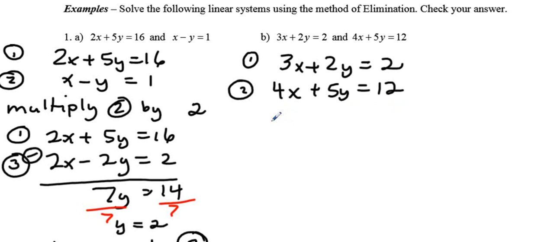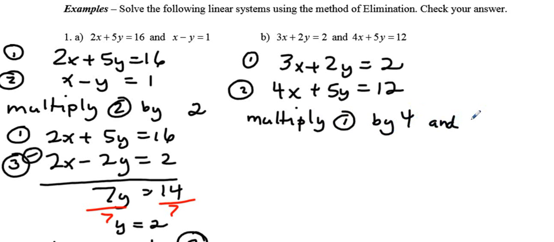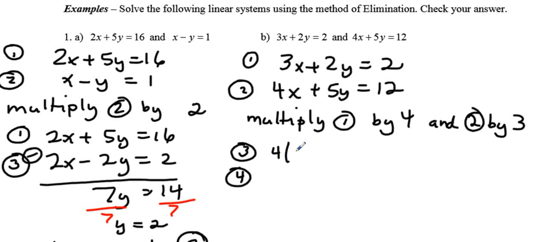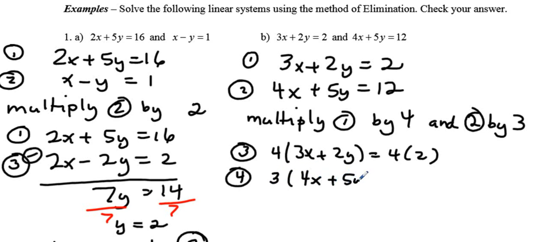Okay, so I am going to multiply 1 by 4 and 2 by 3. So when I do that, I get two new equations, so I'll call them 3 and 4. So I get 4 times 3x plus 2y equals 4 times 2, and 3 times 4x plus 5y equals 3 times 12. So remember, you have to multiply both sides through.